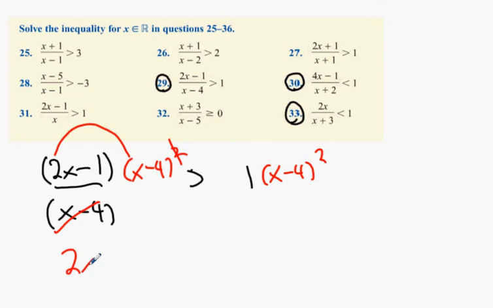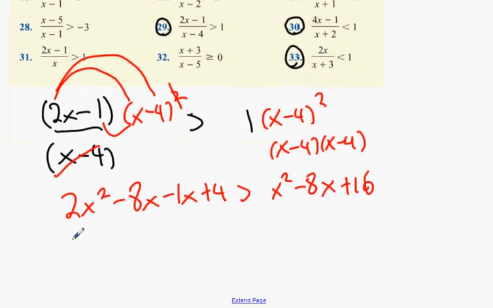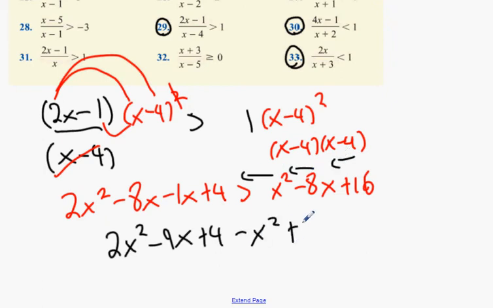I get 2x squared minus 8x minus 1x plus 4 greater than this here, (x minus 4) by (x minus 4). Yeah, minus 8x plus 16. Okay, and then at the very end, guys, tidy up: 2x squared minus 9x plus 4. I'll bring all these over at the same time as well, might as well. Minus x squared plus 8x minus 16 greater than 0.